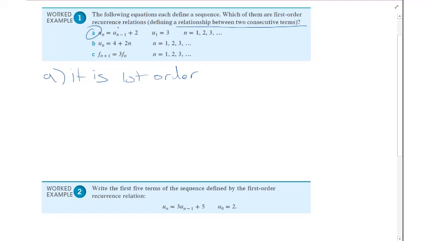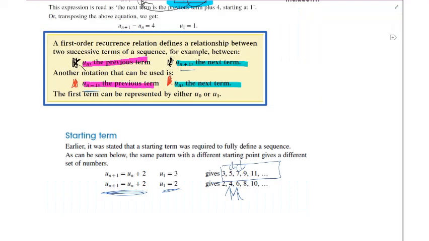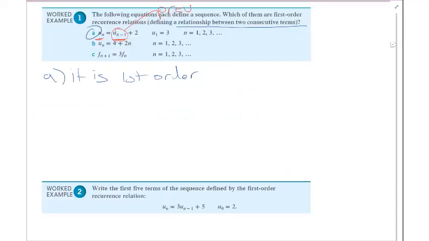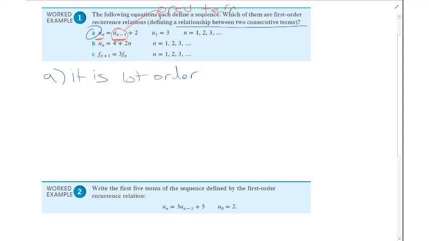And the reason is, I've got the UN and the UN minus 1, the UN minus 1 being previous. Remember, if we go back to this term here, this is the previous term, and this is my next term. Okay? All right. So I'm going to say yes, and plus it's got the starting term, because I need that starting term there.